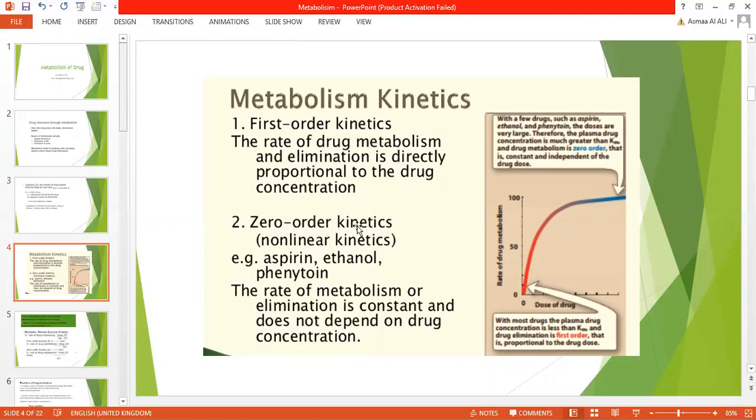While zero order kinetics, which we can also call non-linear kinetics, applies to some drugs such as aspirin, ethanol, and phenytoin as examples. The rate of metabolism or elimination is constant and does not depend on drug concentration.